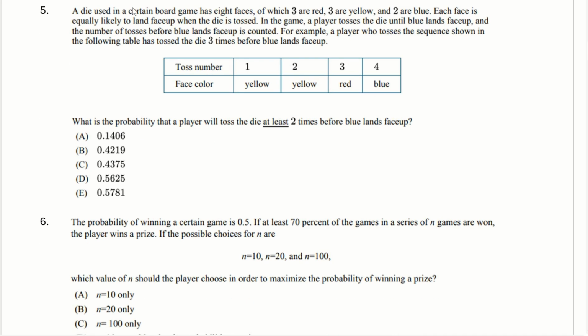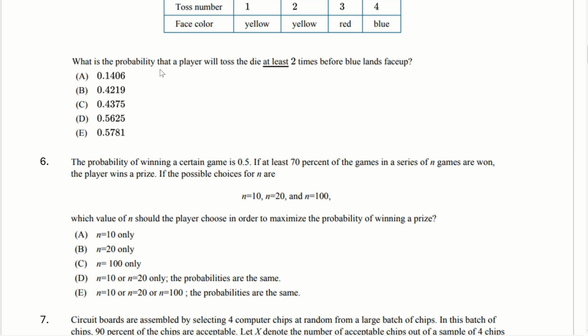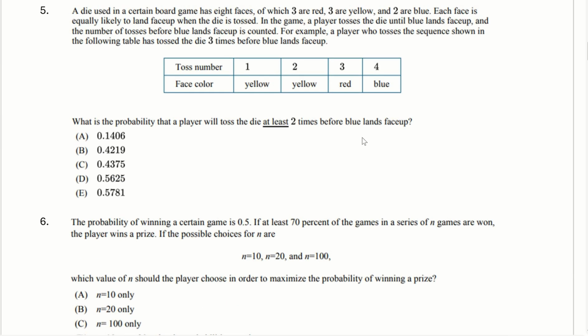All right, so number 5. A die used in a certain board game has 8 faces, of which 3 are red, 3 are yellow, and 2 are blue. Each face is equally likely to land face up when the die is tossed. In the game, the player tosses the die until blue lands face up, and the number of tosses before blue lands face up is counted. For example, a player who tosses the sequence shown in the following table has tossed the die 3 times before blue lands. So 1, 2, 3, and then on the 4th time it lands face up. That's just an example. What is the probability that a player will toss the die at least 2 times before blue lands face up?